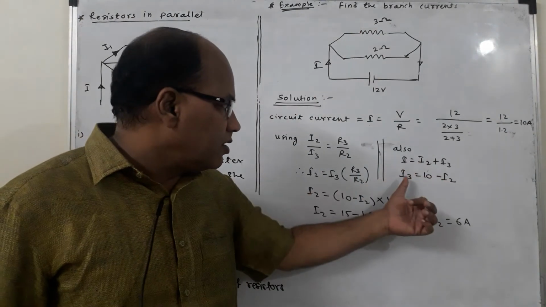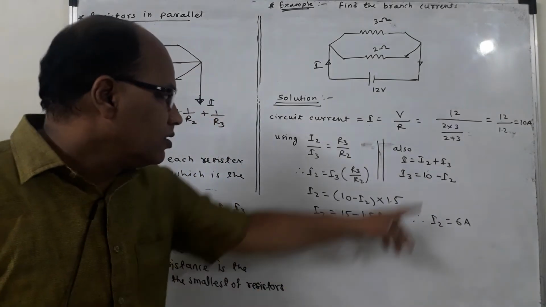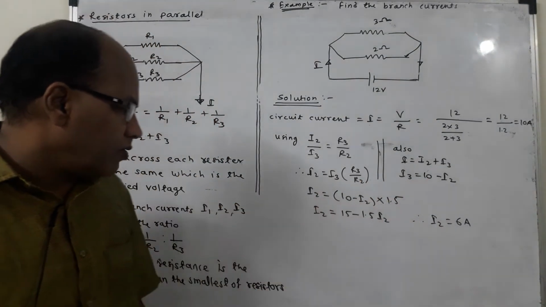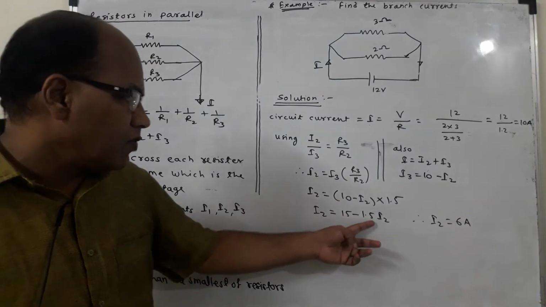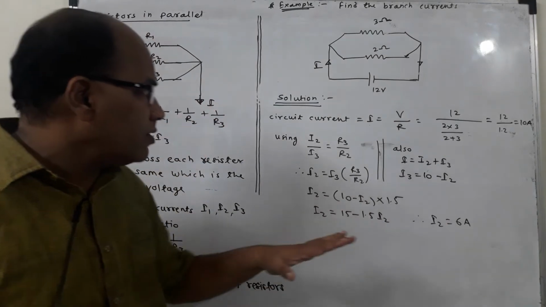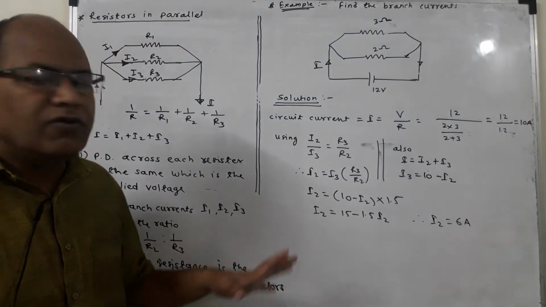So I3 is equal to 10 minus I2. Substituting it over here, I2 is equal to 10 minus I2 into 1.5. So I2 is equal to 15 minus 1.5 I2. If we solve it, we get I2 is equal to 6 ampere, and hence I3 is equal to 4 amperes.